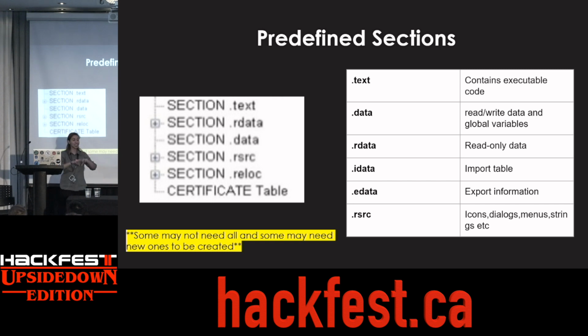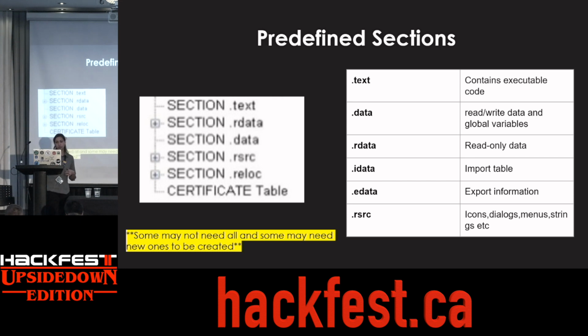Okay, so within the sections, there are even more sections. And sorry to bore you guys with all this dry information, but it's good to know. So the predefined sections, there's usually 8 to 9. And depending on the malware's needs, there may be more sections that need to be created, or maybe not all of them will be used. So as an expert, you kind of want to go through all of these sections to make sure that nothing is being missed out.